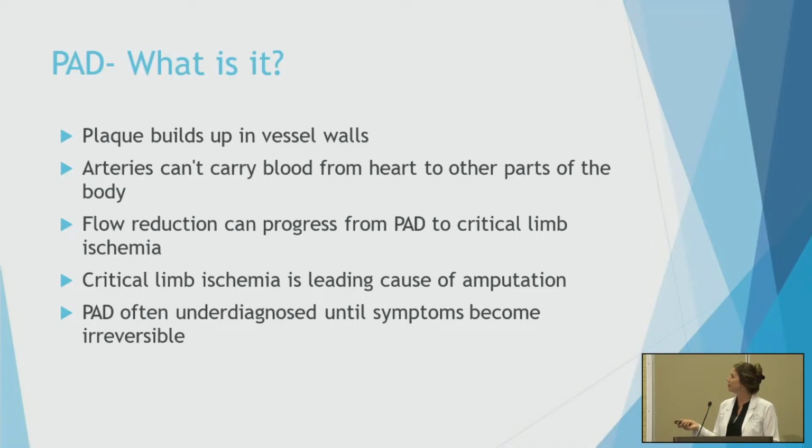So as he mentioned, plaque builds up in vessel walls. Arteries then cannot carry blood from the heart to other parts of the body. So flow reduction can progress from peripheral artery disease to critical limb ischemia. Critical limb ischemia can lead to amputation, limb loss, and it is the leading cause of amputation. Peripheral artery disease, as he mentioned, often goes undiagnosed until symptoms become irreversible.